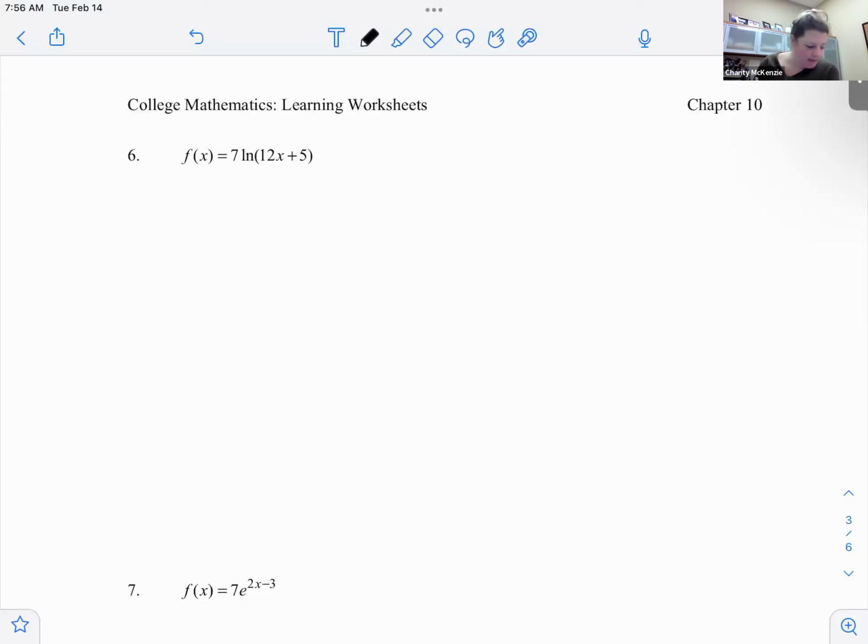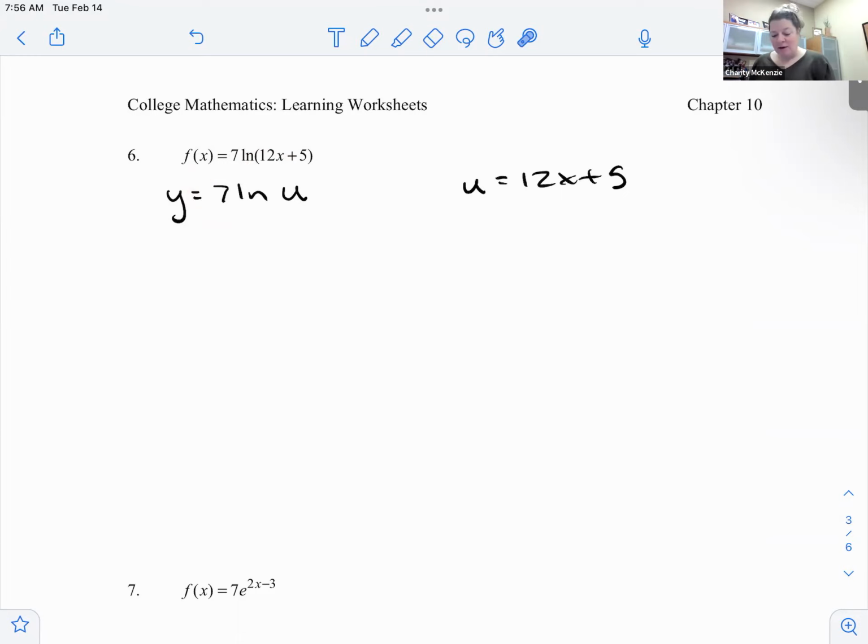So this is kind of how the example button does it, but it will say, well, the function is going to equal 7 natural log of u. And then it'll say the u is the inside, is 12x plus 5. So it kind of puts a u where the inside is so that you can think about how to take the outside derivative. That might be helpful when it's not just to a power.